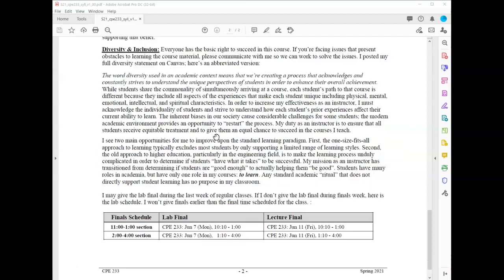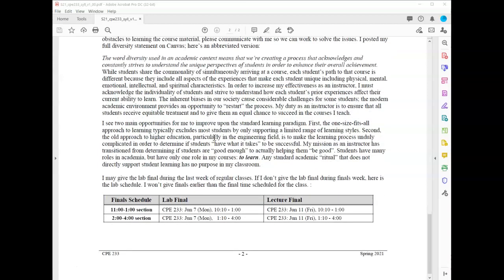So these are the final exam times. This is tentative. Like I said, I may give the lab final during the Friday of finals week, and I'll decide that later. I do have the ability to give you finals for 2 different separate times during the standard finals week. And so that's it. If you've got questions, by all means, ask me.